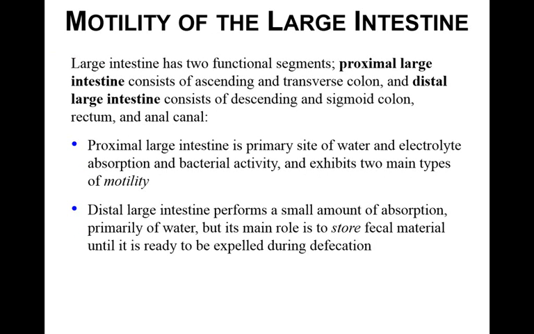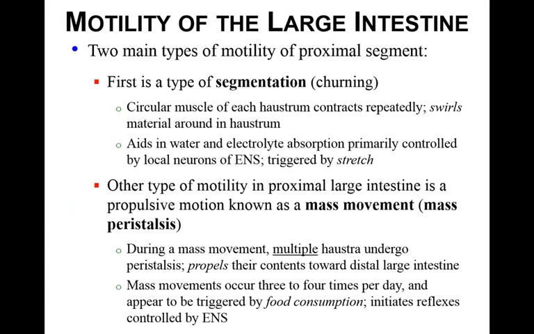Now, the large intestine has 2 segments, the proximal large intestine and the distal. The proximal is the primary site of water and electrolyte absorption and bacterial activity. And then the distal performs a small amount of absorption, mainly just water, but its main role is to store fecal matter until it's ready to be expelled.